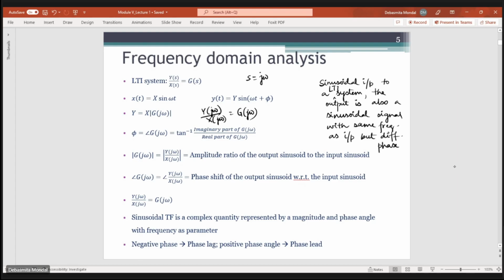So we can write that, and this G(j omega) is known as the sinusoidal transfer function. Okay, so the sinusoidal transfer function is a complex quantity, and it is represented by a magnitude and phase angle with the varying parameter, or the dependent parameter, being the frequency. So you can write G(j omega) as the magnitude of G(j omega) and the angle of G(j omega). You can represent any sinusoidal transfer function as a magnitude component and a phase component. If the phase angle is positive, it is known as phase lead, and if you have a negative phase angle, that is known as phase lag.